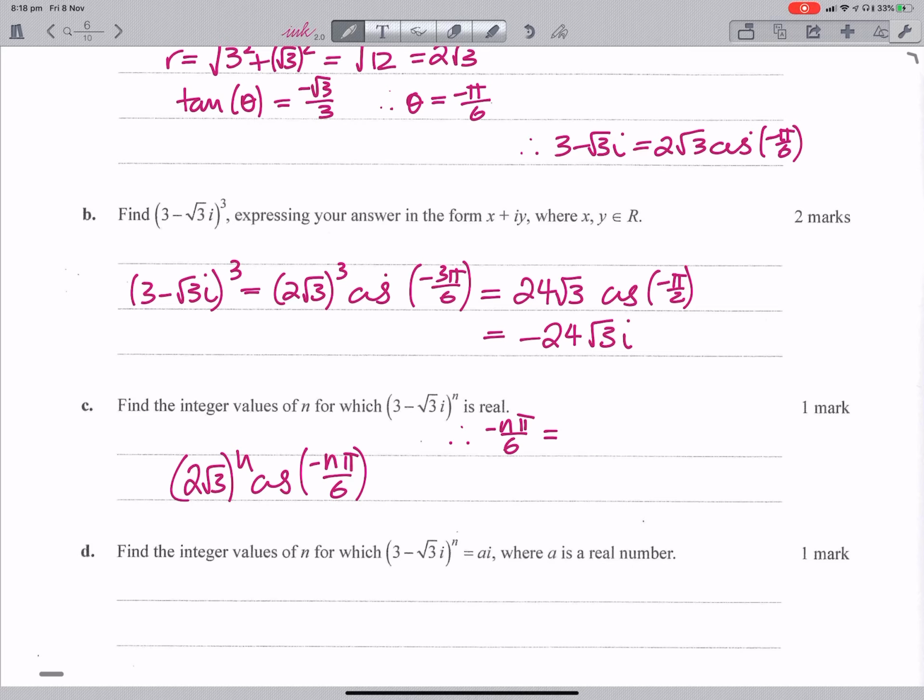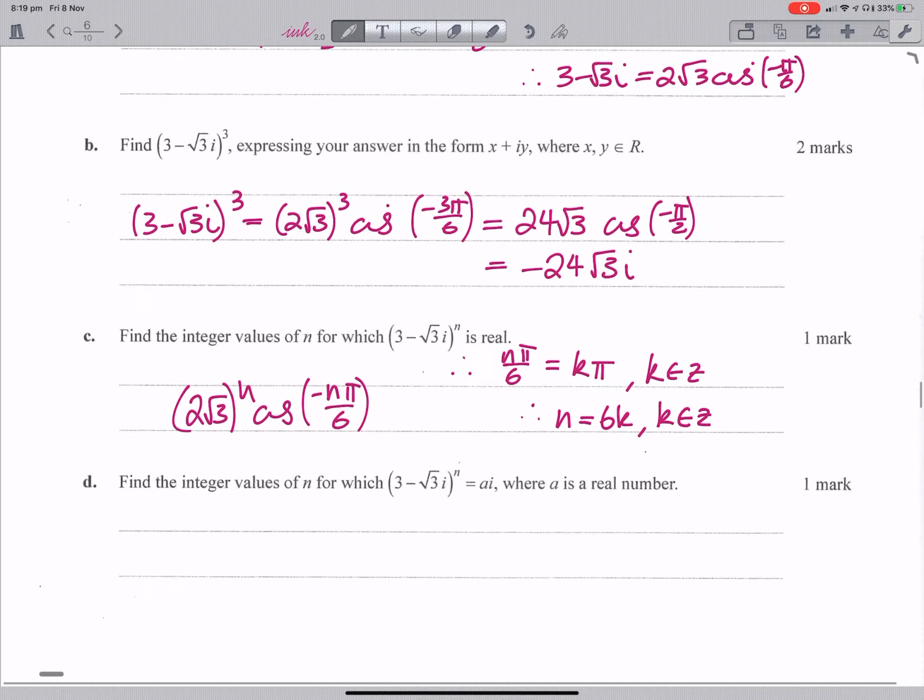So we'd say 0 plus k pi. We don't need to worry about the negative. n pi on 6 equals k pi, k is an element of z. So therefore, n is equal to 6k, k is an element of z. So if n is any multiple of 6, when you put it in, we're going to end up with just a real solution.